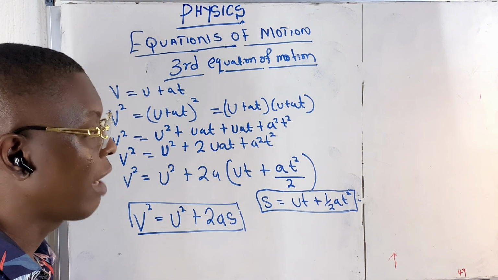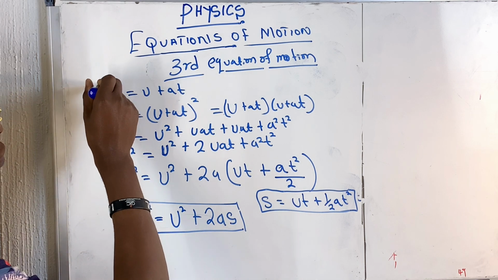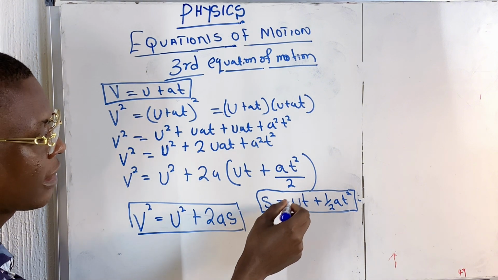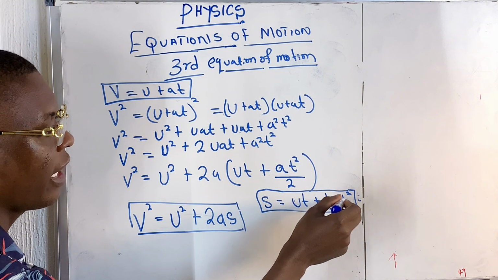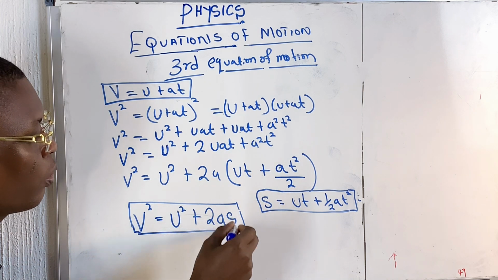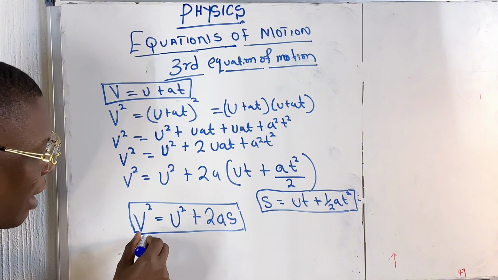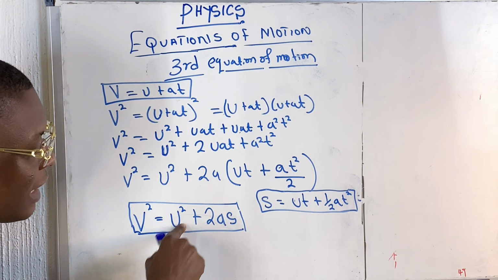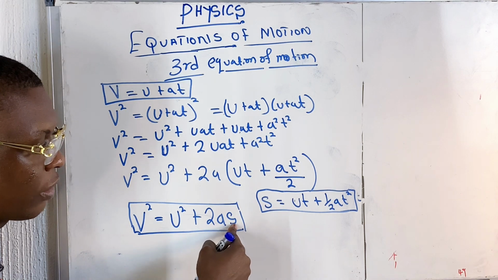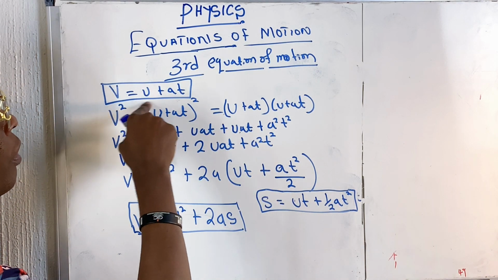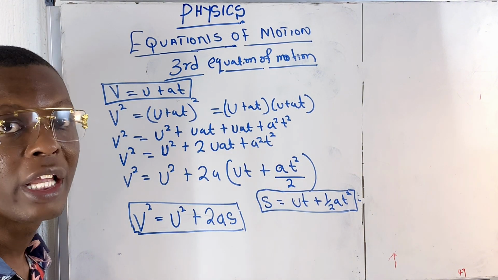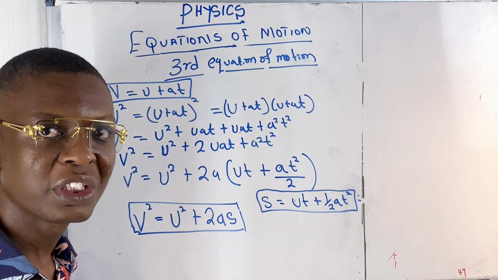So in this, we have been able to state all the equations of motion. The first one is V is equal to U plus AT. The second is S is equal to UT plus half AT squared. And the final is V squared is equal to U squared plus 2AS. We know that V is final velocity. We know that U is initial velocity. A is acceleration. S here is your distance or speed. Now, other terms here, T is your time. And with this, you'll be able to handle any problem that has to do with motion.